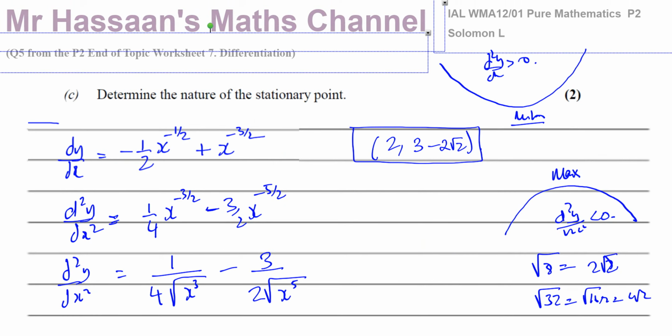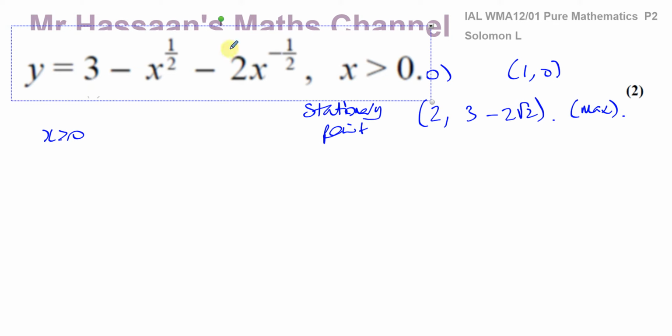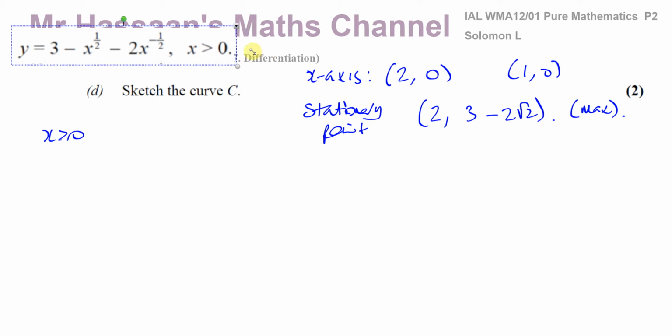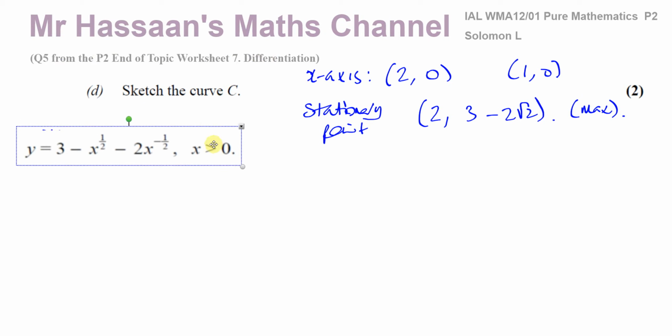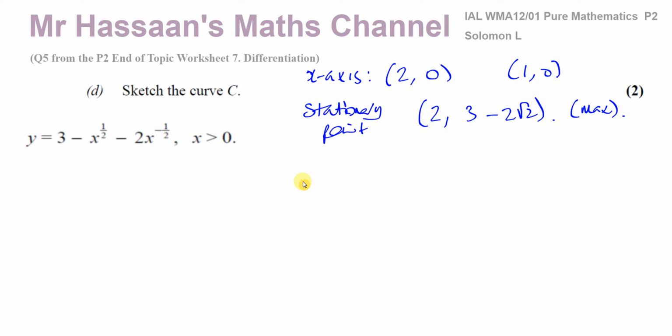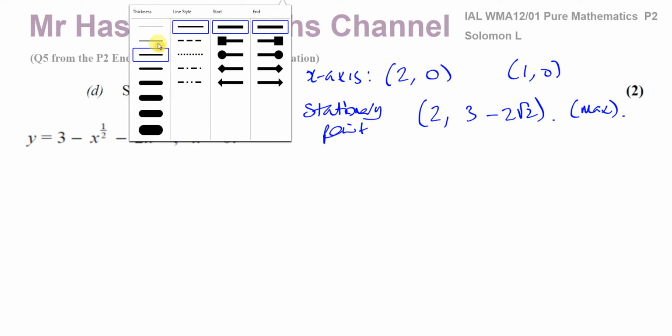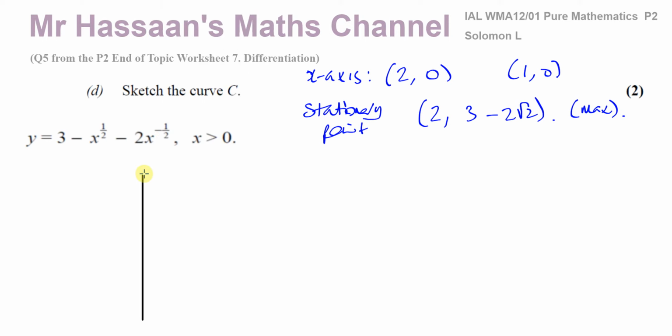Let me take that across to where we need it. See the equation that we're actually sketching, not plotting. There's the equation that we're plotting, and we can see here that x must be greater than 0. So basically we're going to have a pair of axes. We don't really care for the negative x side, we just care for the positive x side. So it's going to be something like this, and we know that it crosses the x-axis at 1, 0 and 2, 0, and the stationary point, which is a maximum, is 2 and 3.